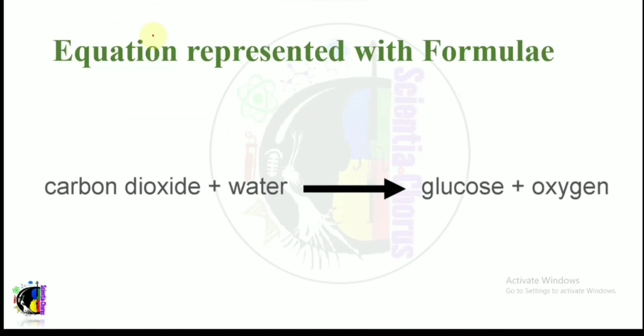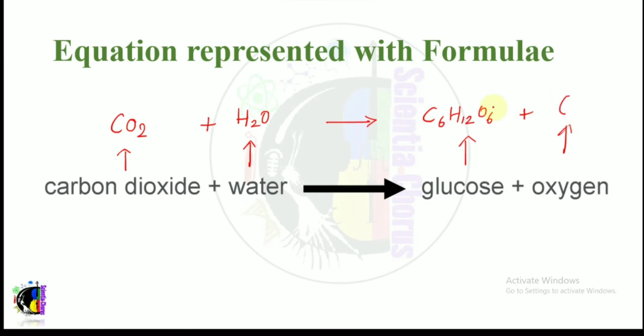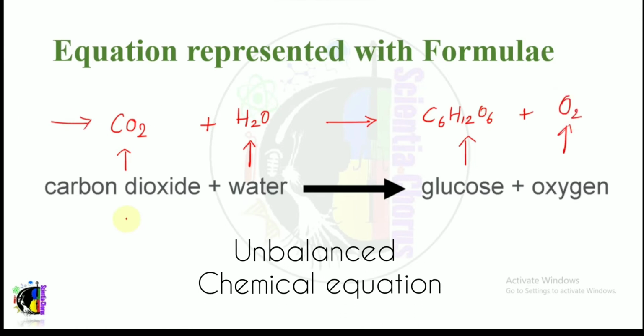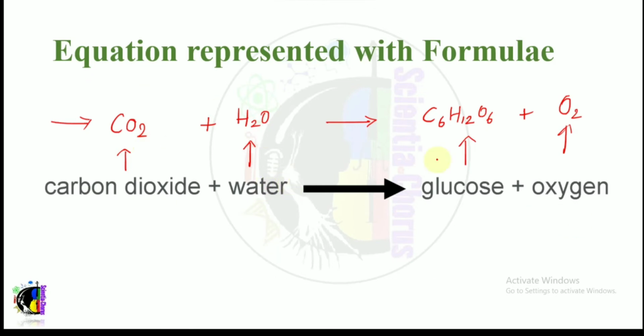I have used some words here, so this is called a word equation. Very simple. Now moving on to the equation represented with formulae. In this case I have got a word equation but I need to use formulae for it. Carbon dioxide has the formula CO2, plus water, H2O, glucose, C6H12O6, plus oxygen, O2. So these are the different formulae for the different chemical compounds in the photosynthesis reaction. This we are calling the equation represented with formulae.